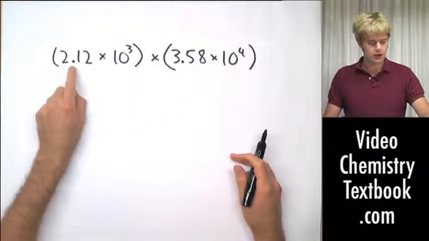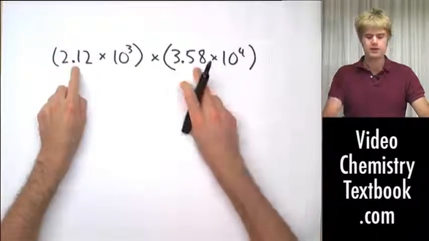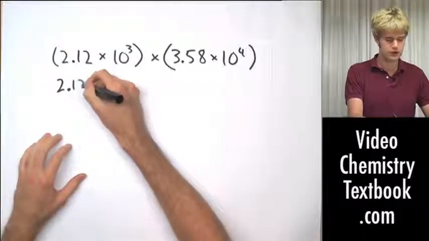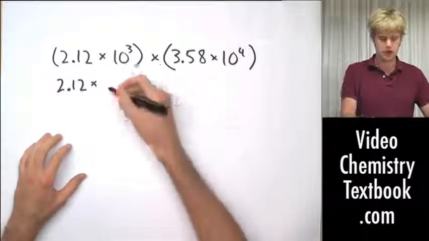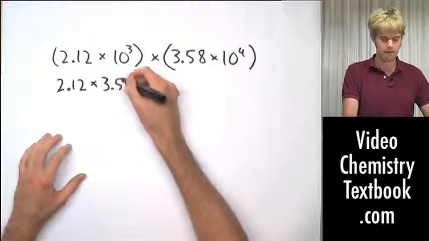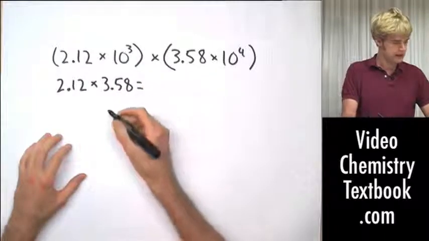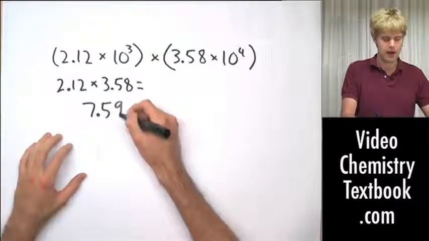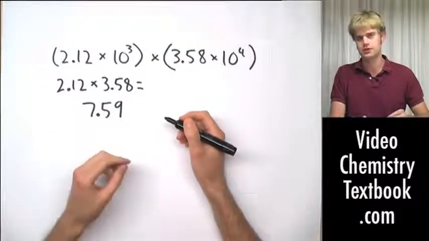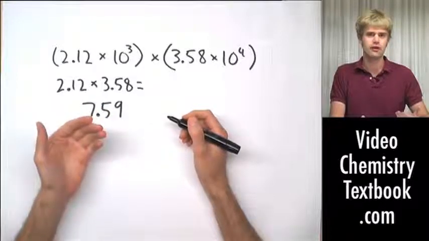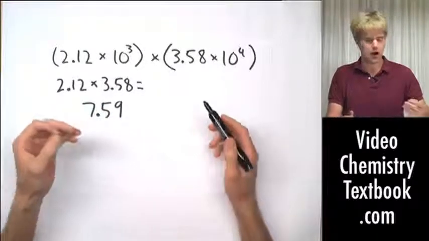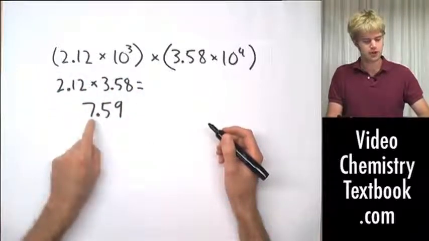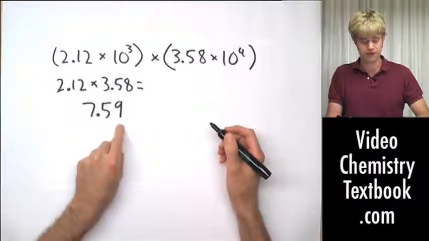The first thing that I want to do is multiply the coefficients together. So I'm going to do 2.12, that's that, times 3.58. And the answer there is going to be 7.59. I'm just going to round all these to 3 digits, but after you look at the significant figures videos, you'll learn how to do the exact rounding. Okay, so coefficients multiplied together, we get 7.59.